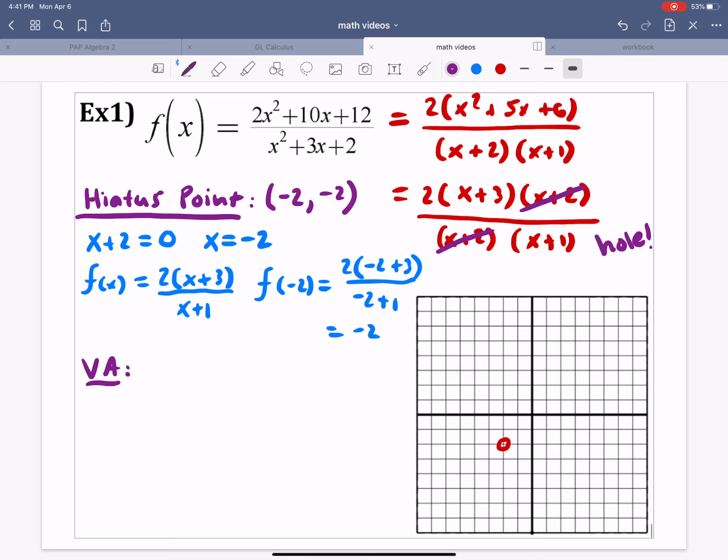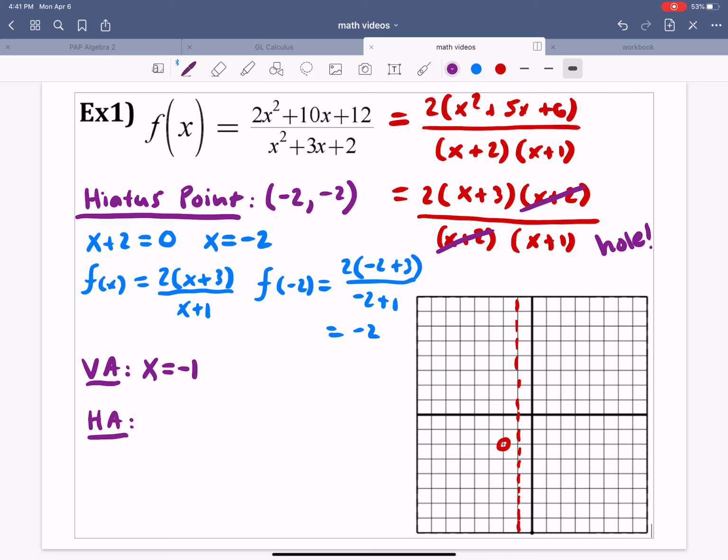So with the denominator that we have left over, x plus 1, we set that equal to 0, and we get x equals -1. So let's get that on our graph. So vertical asymptote at x equals -1. Okay. Next, the horizontal asymptote.